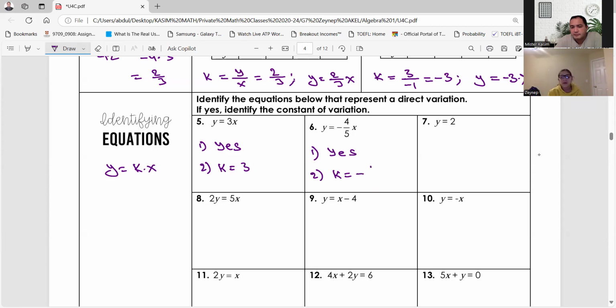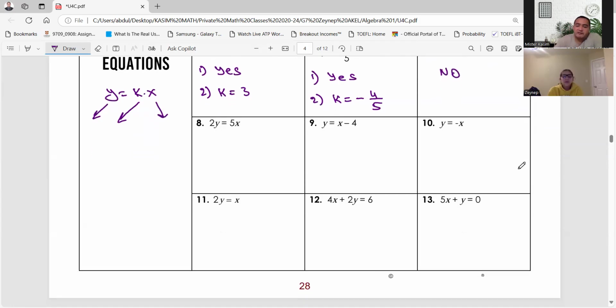-4 over 5. Right, Zainab? You should identify that this is k, a number, and x is the independent variable. How about 7? No, because that doesn't have an x. There's no x, it's just a horizontal line. How about 5? Yes.